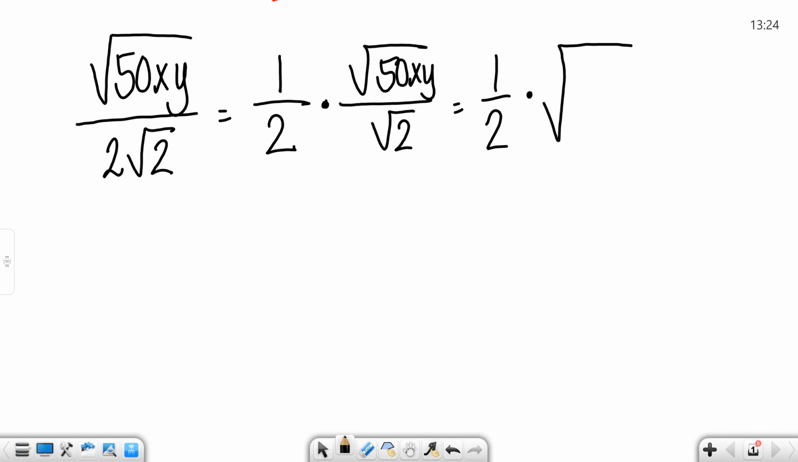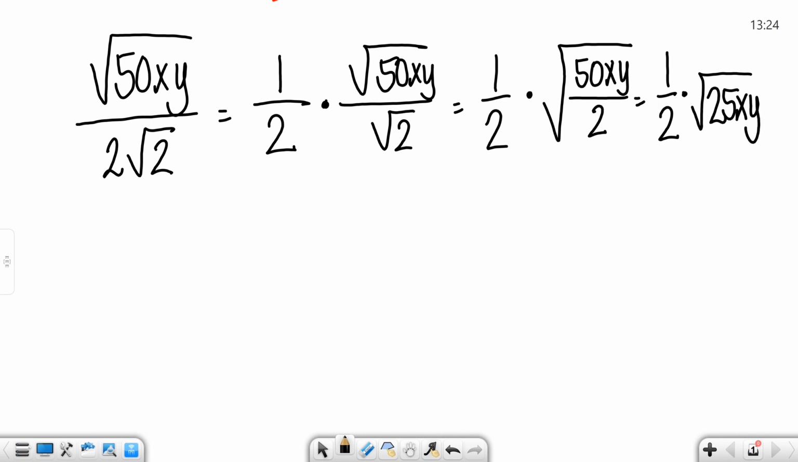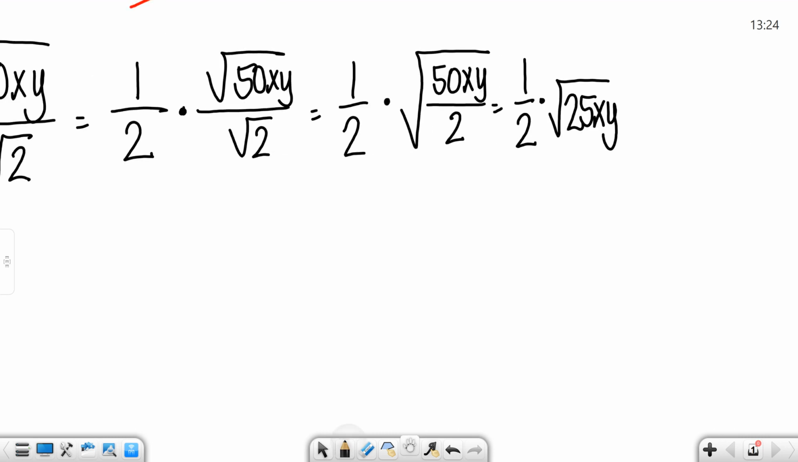And now I am going to put this under 1 radical, because I recognize I can simplify 50 divided by 2. So that little 1/2 stays there. And I know that 50 divided by 2 is 25, and I still have that xy. Okay, so I got this little 1/2. I can take the square root of 25, but I cannot take the square root of x or y. The square root of 25 is 5, and then I still have that x and y sitting inside.